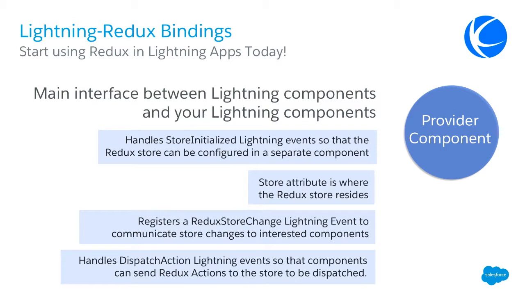The main part of the provider component is the store attribute, and that's where we're putting the Redux store. And then we have a couple of different Lightning events that we're firing and handling on the provider. I went to JF Paradis's talk yesterday, and a lot of these are application events, so I think you would yell at me because you're saying to use component events always. But for example, this Redux store change, that's in the subscribe call.